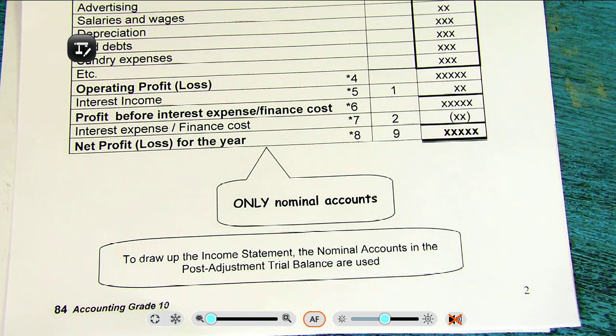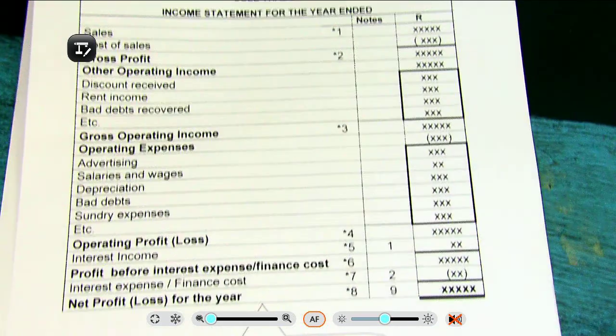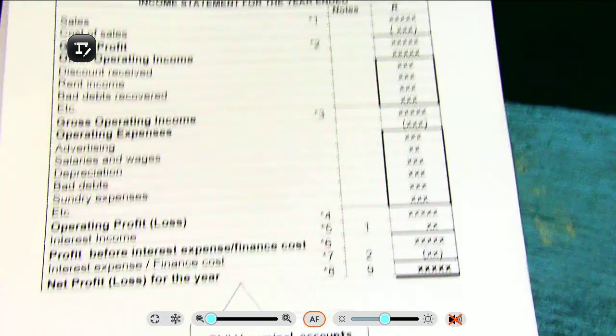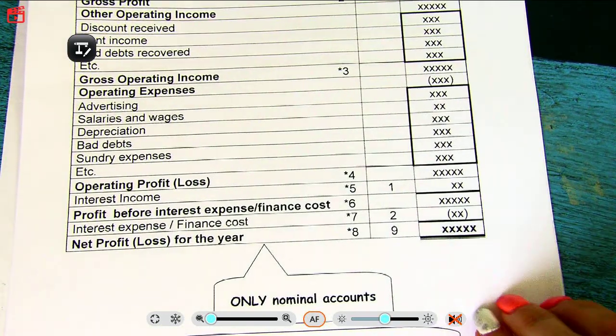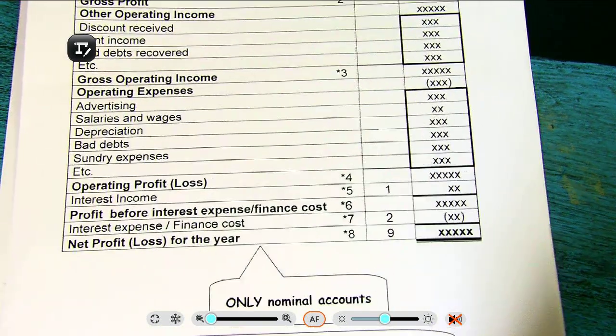Pretty much, yes. You basically just take the nominal side and transfer it into the little block, into the space where it belongs. Yes. I don't think we do any type of adjusting on here. Okay, right.